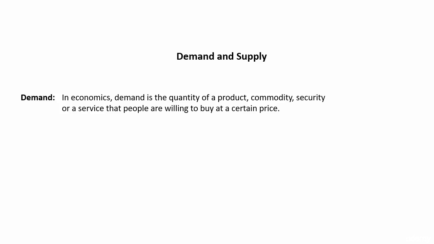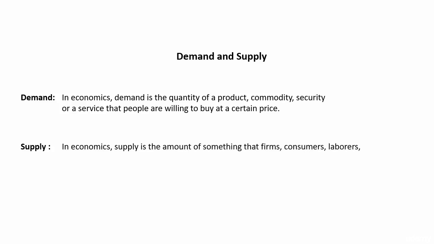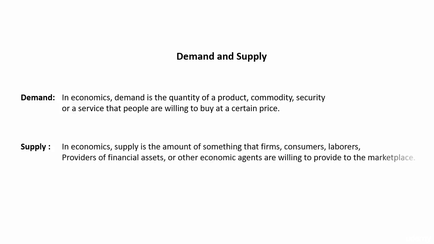On the other hand, supply is the amount of something that firms, consumers, providers of financial assets or other economic agents are willing to provide to the marketplace. For example, for the demand of a jar of milk, a farmer would be willing to produce or supply a jar of milk at the price of $5. Demand and supply both have an inverse relationship between the price and quantity, which is called the theory of demand and supply.